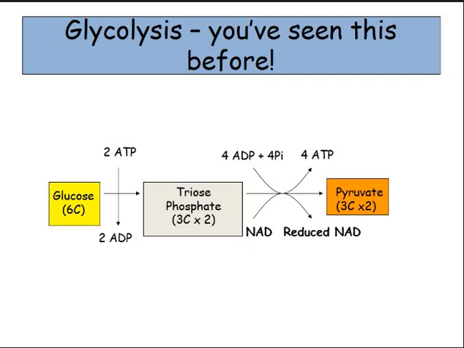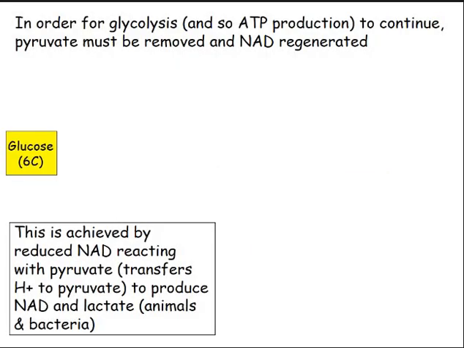But in anaerobic respiration, in order for glycolysis to keep continuing, that pyruvate needs to be removed. You need to get rid of it somehow, and you need to regenerate your NAD. You need to oxidize your NAD so you can keep the process of glycolysis going. Okay, and you do this by the reduced NAD transferring its hydrogen ion to pyruvate and making lactate basically. And that way you've got rid of the pyruvate. And you've got some NAD that you can keep.